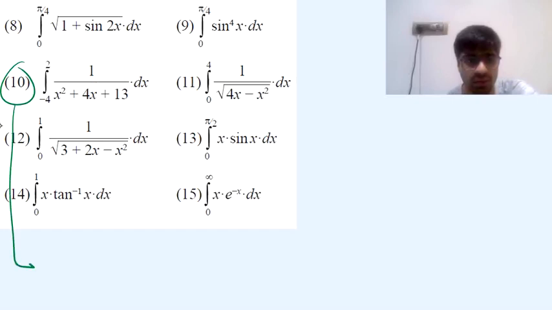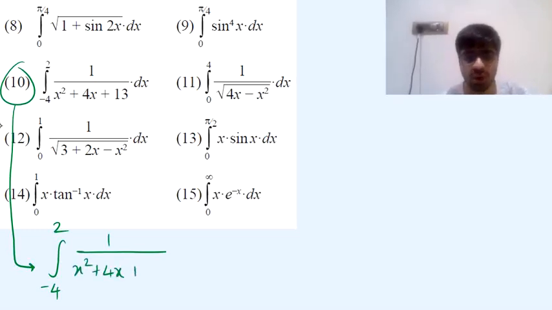It's a sum where you need to complete the whole square. So 1 upon, you have x square plus 4x. Half the coefficient of x will be 2. Square of it will be 4. So we are writing a plus 4 in the end. And then we will write plus 13 minus 4. But that plus 13 minus 4 will ultimately be plus 9. Okay. So this is integration from minus 4 to 2.